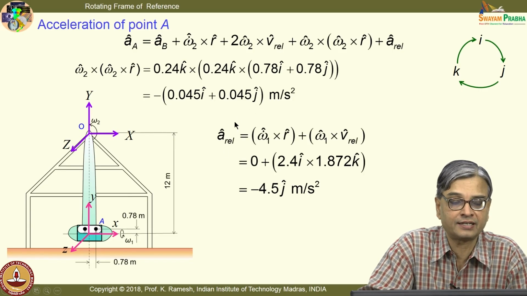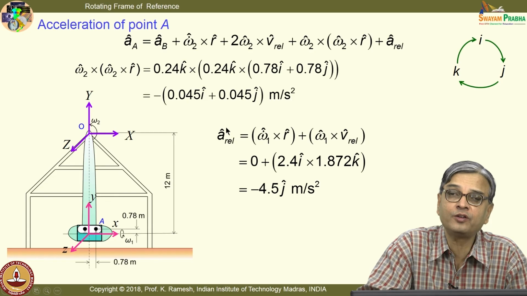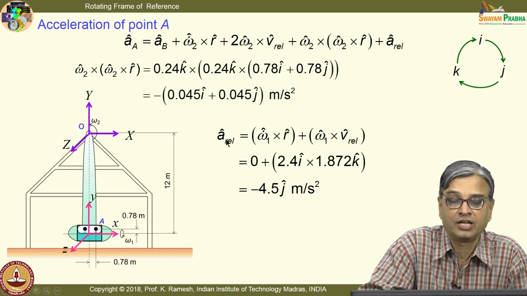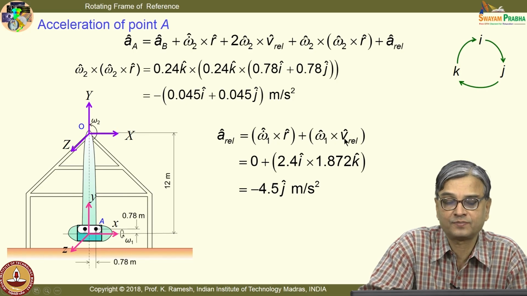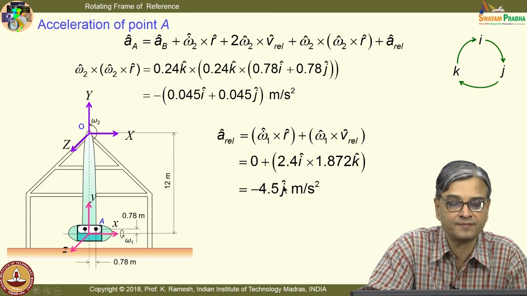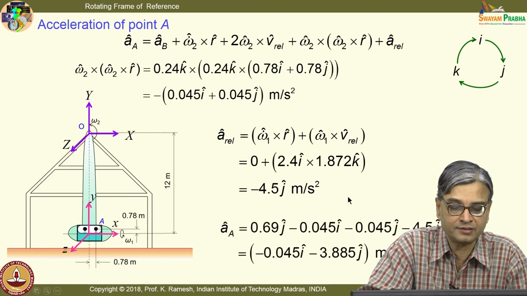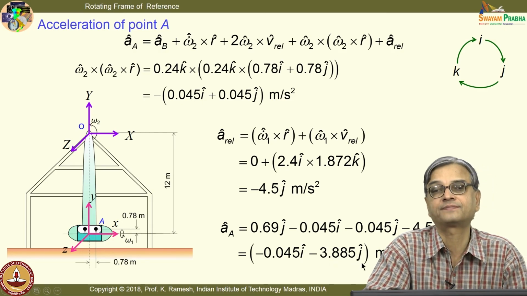Then I also get the acceleration viewed from the rotating frame of reference. It is given in the problem omega 1 dot is 0. If omega 1 dot is present, I will have this component as well as this component. So, you have the normal and tangential components. Only the normal component exists, tangential component is 0 in this case. So, I have determined a rel. So, then finding out this is straightforward. So, I get acceleration of point A as minus 0.045 I minus 3.885 j meters per second square.